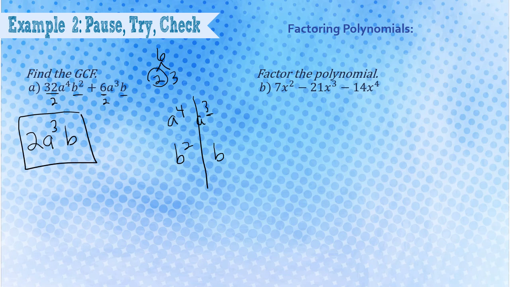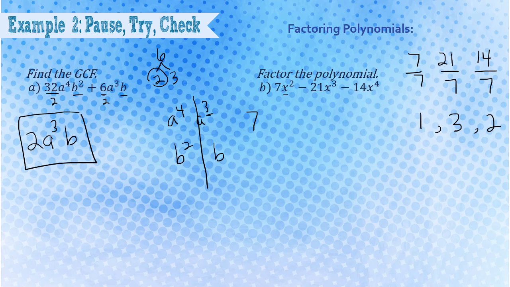Now in the second example, we want to factor the polynomial out completely. So again, I'm going to look at the number parts that I have. I have 7, 21, and 14. I'm going to take a look at that smallest number here, and that smallest number is 7. So does 7 divide evenly into all 3 of these coefficients? Well, it sure does. I'd have 1, 3, and 2 left, okay? So I'm going to factor out that 7. That's going to be my GCF part.